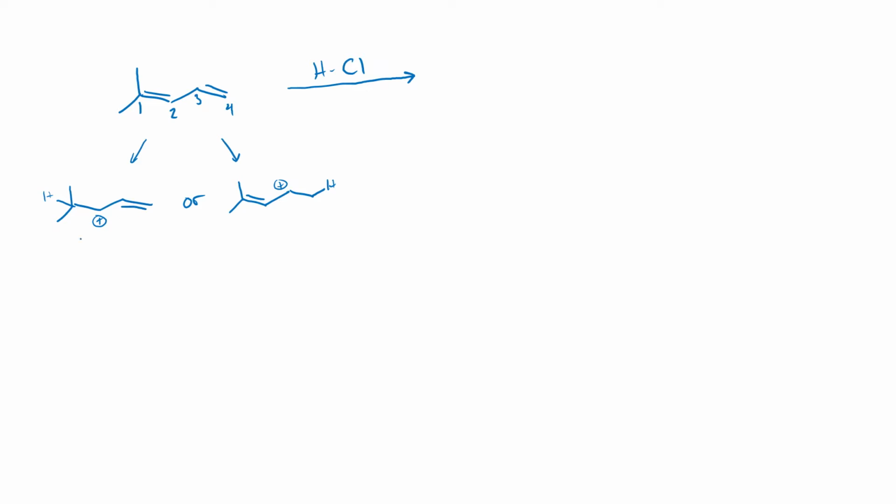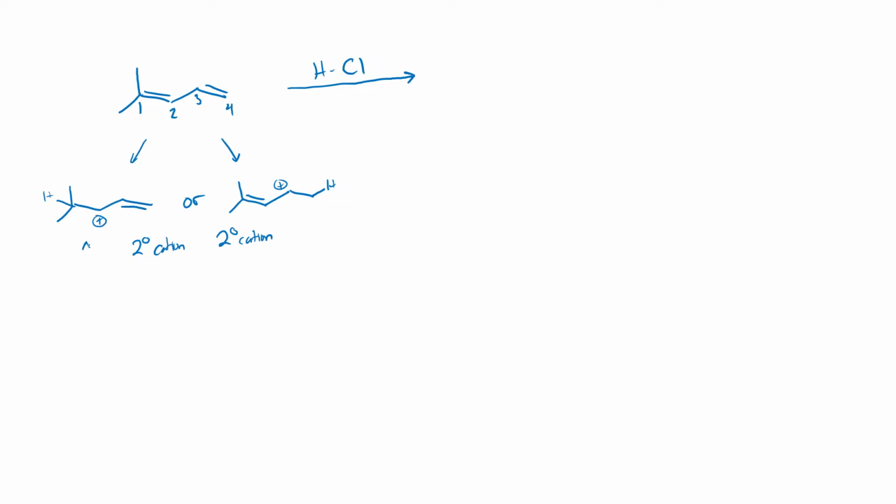Now, you'll notice, of course, that both of those were secondary cations. Secondary cation and a secondary cation. So at first glance, we may think, well, we're kind of stuck here. We don't really have a difference between these two cations as far as stability goes. But notice how the resonance works out.